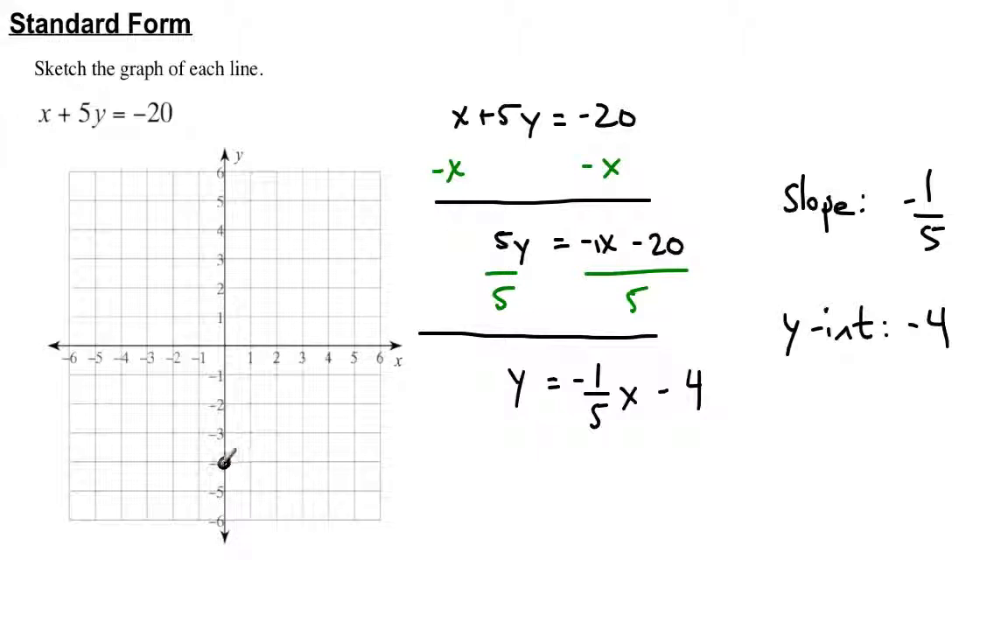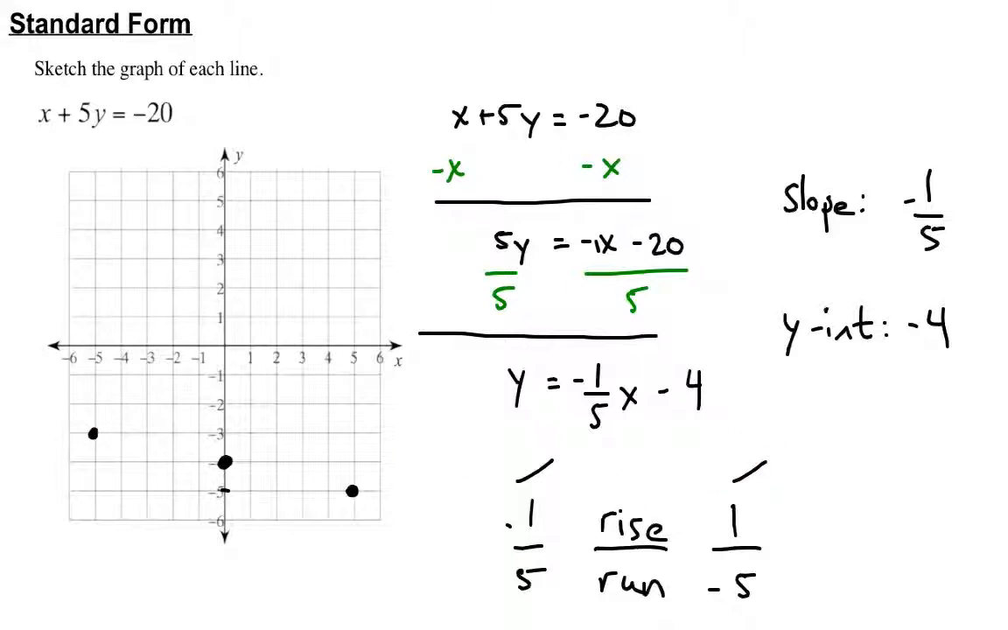Start at negative 4 with our y-intercept. Okay, and our slope is negative 1/5, right? That's rise over run. And the second way we can write this is 1 over negative 5. So from this point, we rise negative 1, or we fall 1, and then we run positive 5 to here. On this one, we rise 1 and run negative 5, to here.